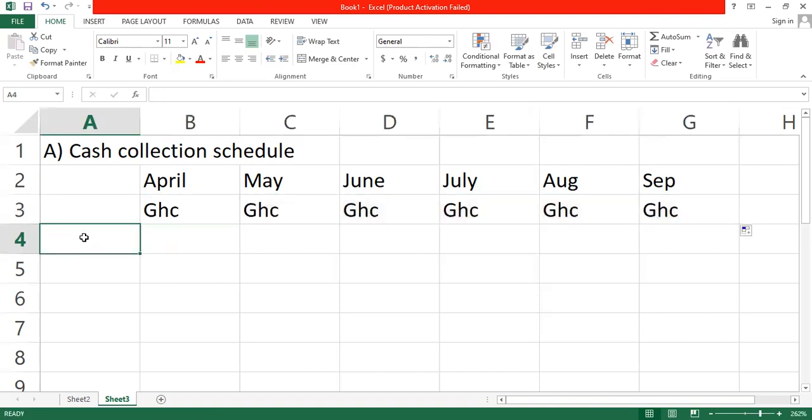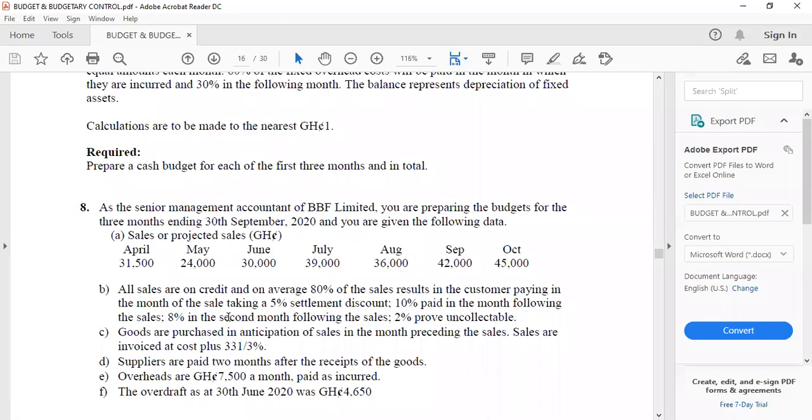So I will show you how we do this, the easiest way to do this. The first thing you have to do is find the first percentage. All sales are on credit, and on average, 80% of the sales result in the customer paying in the month of sale, taking a 5% settlement discount. So at the end of the day, how much are you going to be receiving from the customer on a percentage basis?